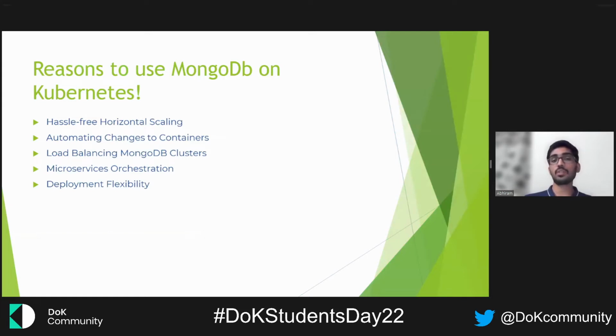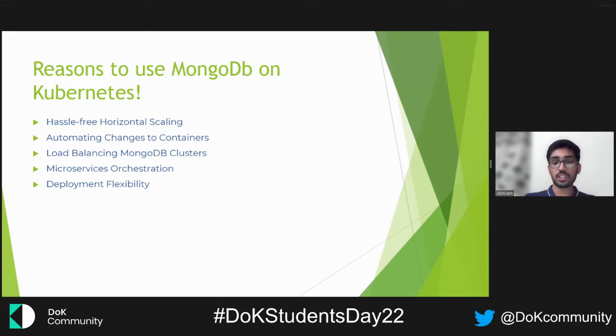So why are we using MongoDB and Kubernetes? There are a couple of reasons, like hassle-free horizontal scaling and automated changes to containers. Let's dive deep into each one of them. When we're coming to hassle-free horizontal scaling, MongoDB offers excellent scaling capabilities, and Kubernetes adds most useful features in this area. You can set up an application to automatically scale up based on the container CPU usage, or you can just control it via a command line or a handy UI.